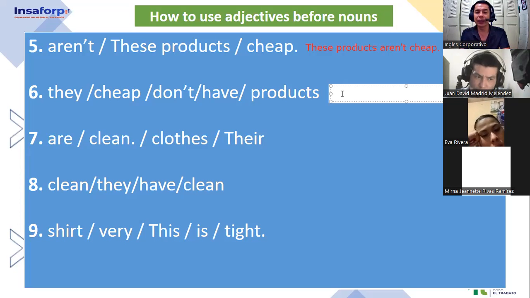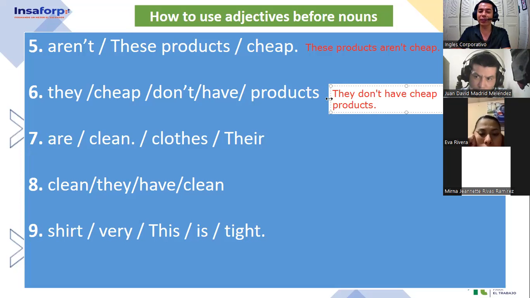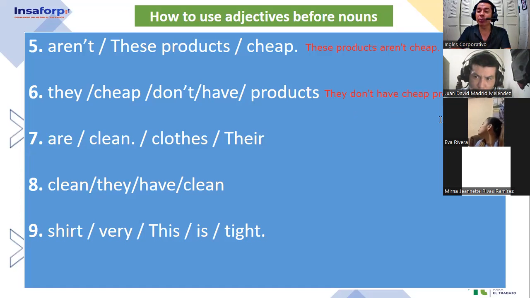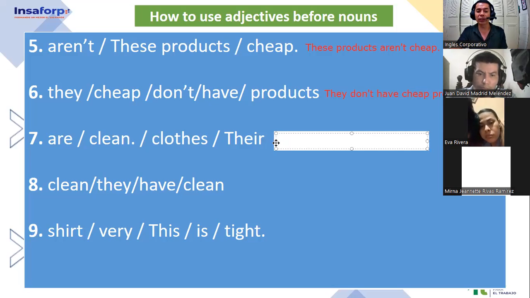Ajá, dígame. Okay. They don't have cheap products. They don't have cheap products. Ya fue a Google, ¿verdad, Margarita? Porque la oración está perfecta, miren. Estoy bromeando. Yes, they don't have cheap products, right? So look at this. The sentence is negative, but we're using adjective and noun. Adjective and noun, right? ¿Por qué? Porque vemos el verbo to be aquí. No, no hay verbo to be. Entonces, ahí cabe la cosa. Es adjective and noun, right? Good.